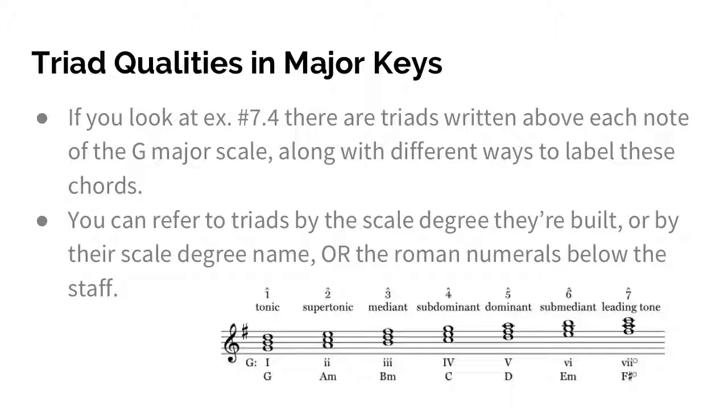If you look at 7.4, there are triads written above each note of the G major scale, along with different ways to label these chords. We can refer to the triads by the scale degree they're built on, or by their scale degree name, or the Roman numerals below the staff. So we can talk about triads as their tonic triad, their supertonic triad, the mediant triad, etc. Or we can talk about them as the Roman numerals here. Or we can also talk about them by their pop chord symbols as well.